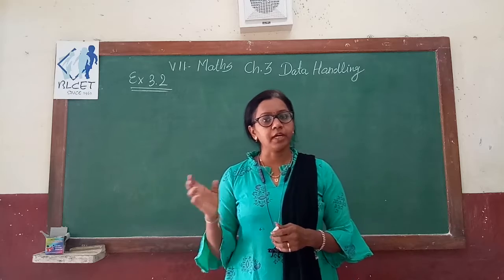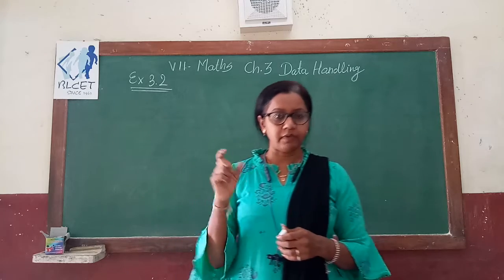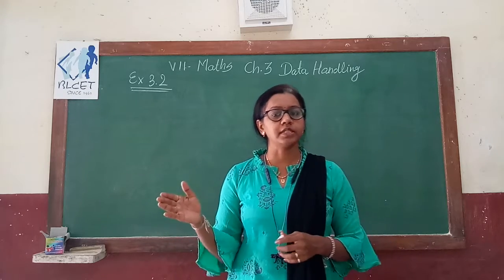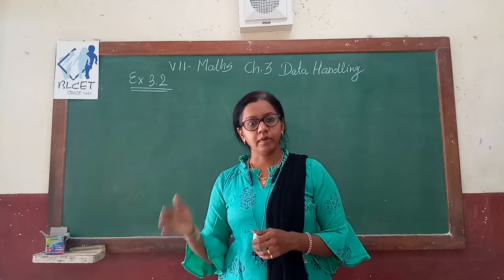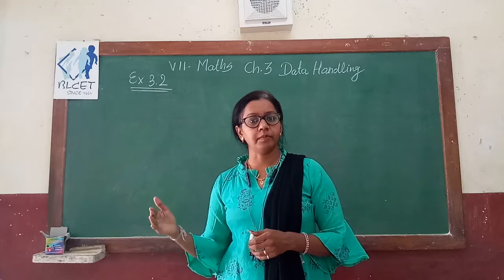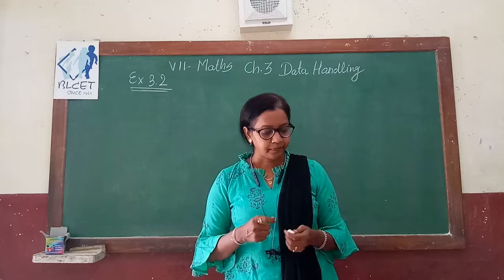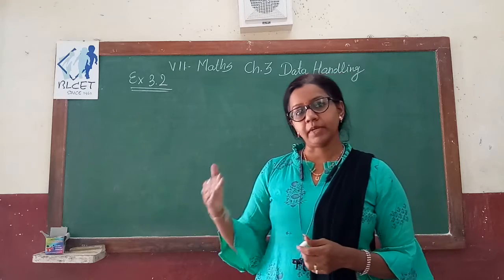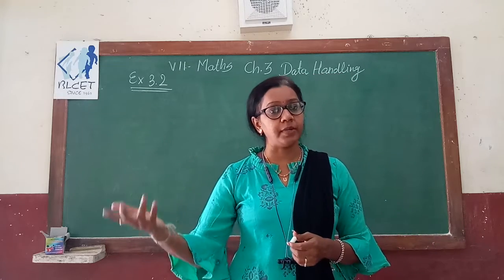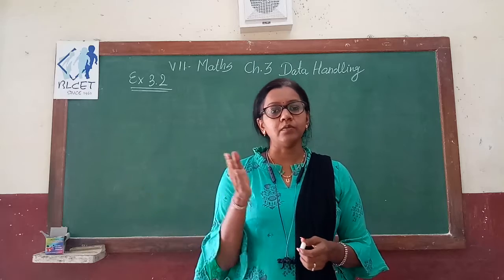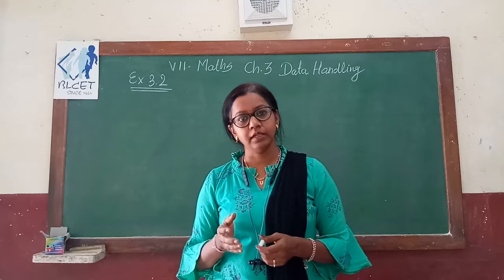In mean we are doing the total of the given observations, that is the sum of all the observations divided by the number of observations. This way we can find the mean, or you can say average. For mode, the observation that is repeated the maximum number of times is your mode. That also we have done.